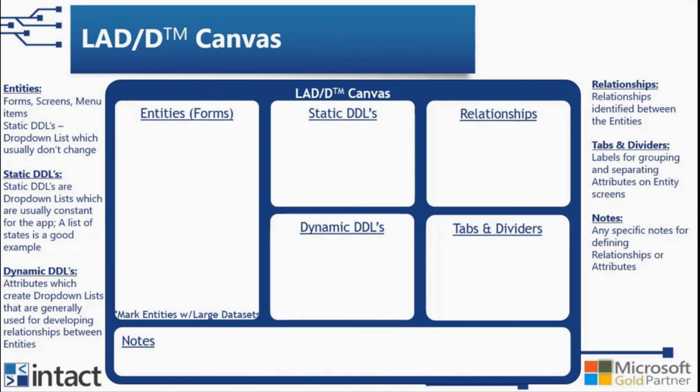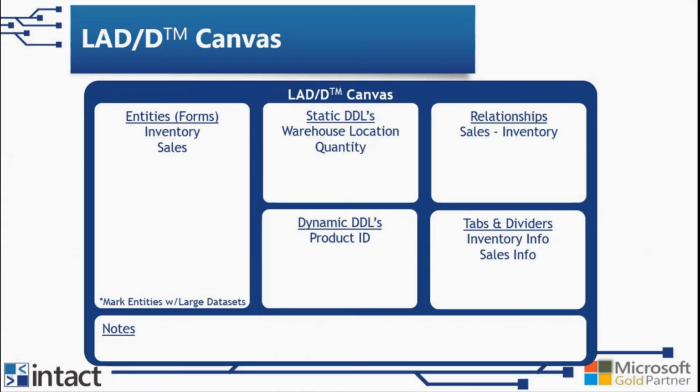Each of you should have received a blank copy of this LAD canvas. It is a PowerPoint that you can go ahead and type into. And what we want to do next for our next hands-on activity is, each application has forms, which are basically your tables for collecting data.